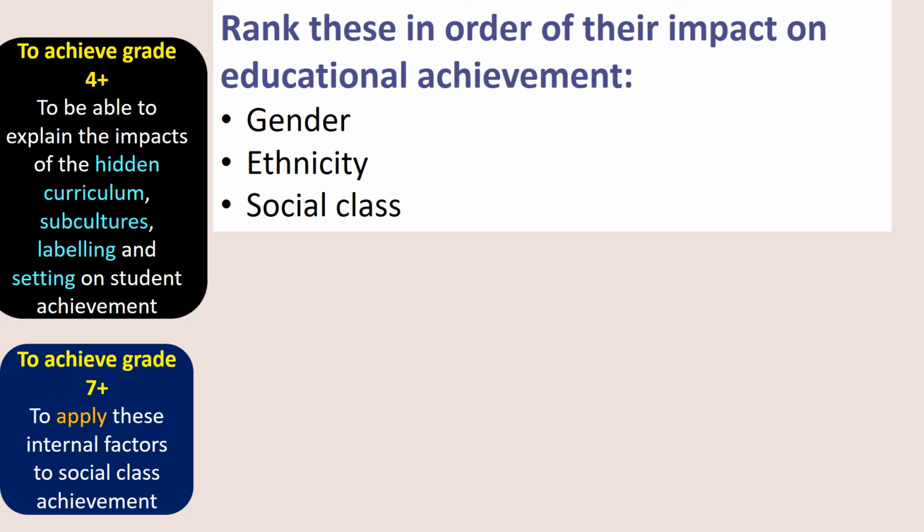We spoke in previous lessons about social class and how it can affect educational achievement. Gender also affects educational achievement. So does ethnicity. Which one do you think has the greatest impact on the exam results that students get? Their gender, their ethnicity, or their social class? Pause the video and have a guess.